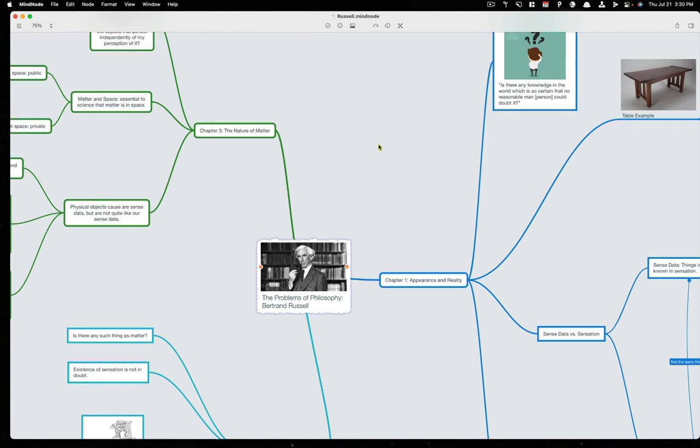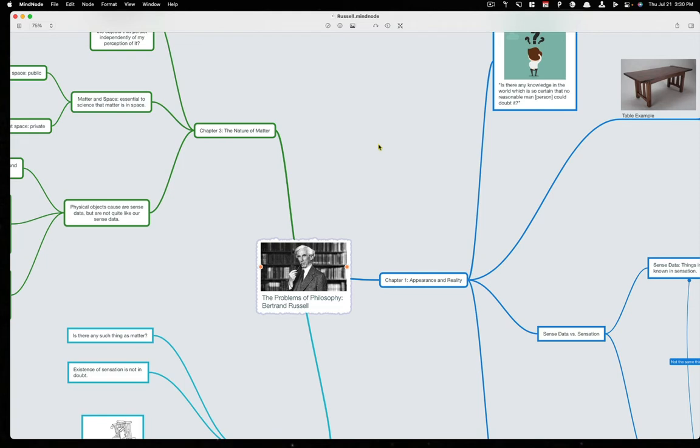So in the early 1900s, Bertrand Russell wrote basically an intro to philosophy book where he wanted to provide students with an understanding of what it is philosophers grapple with, what problems they're trying to solve. In the course of that, he does offer at times his own ways of answering or solving those problems.